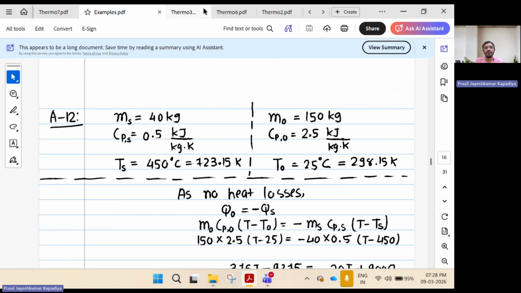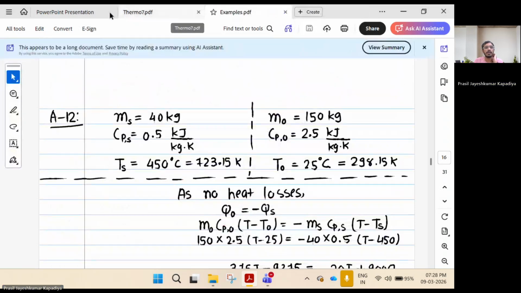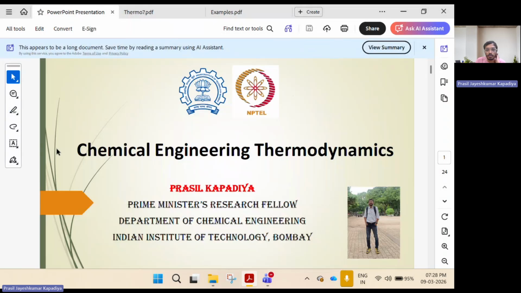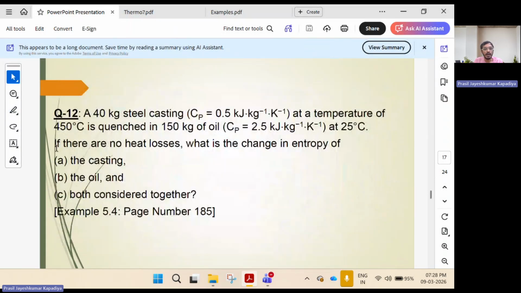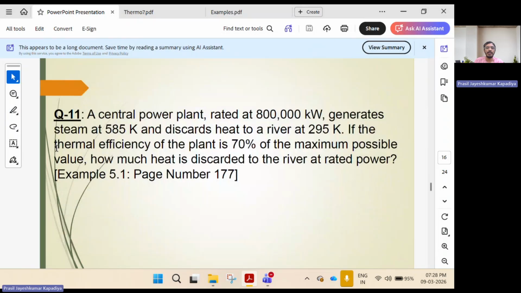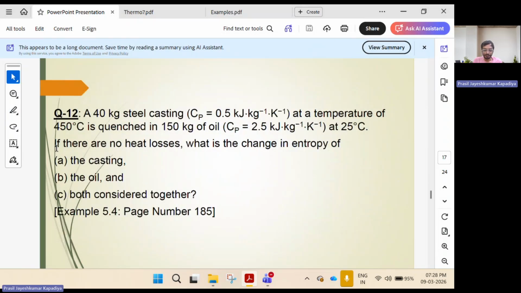So now let's continue with the problems we stopped solving last time. Okay, so we had completed the problems till 11. Now let's try to solve problem 12.